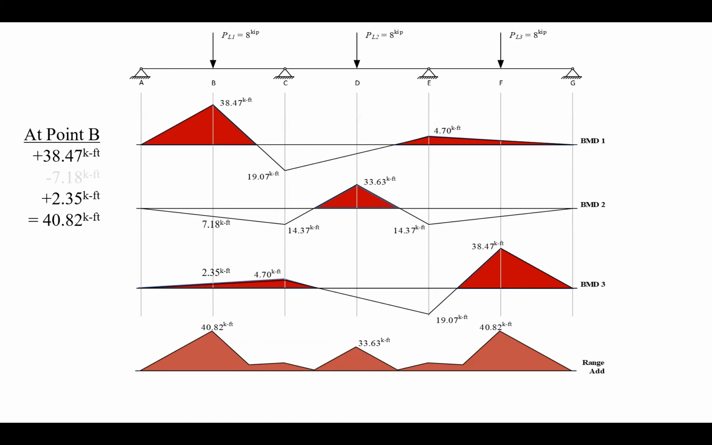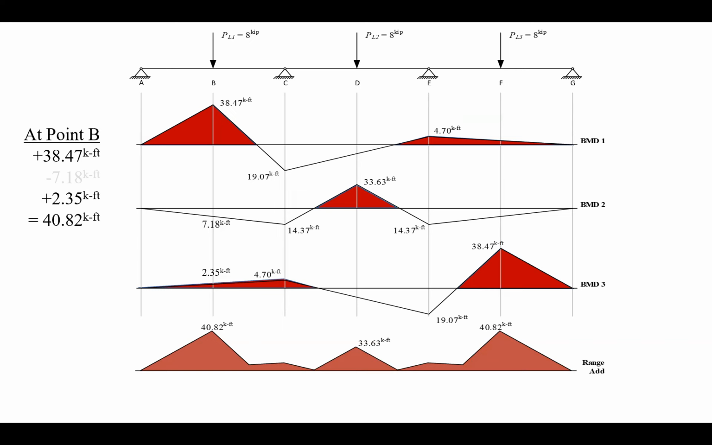So if we're going to account for the possibility of some live load not being there, in this case, we would get a higher bending moment at point B if there wasn't any live load acting at point D at all. And so using the range add combination instead of the linear add combination, the range add combination gives us that result. And so that's what makes this so powerful.